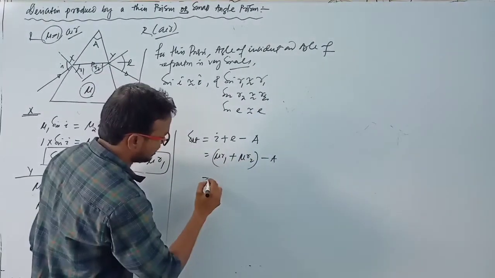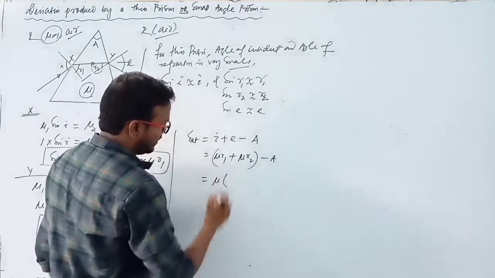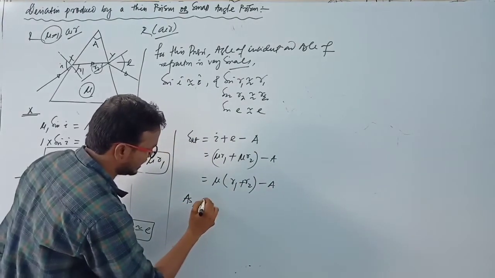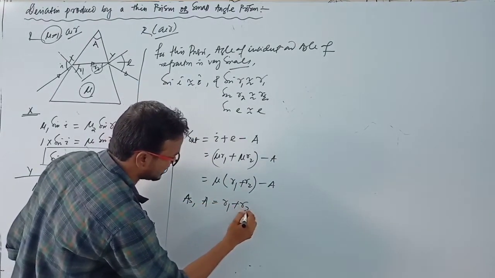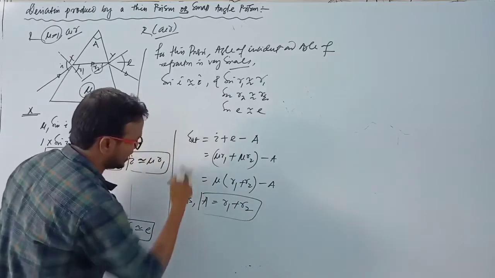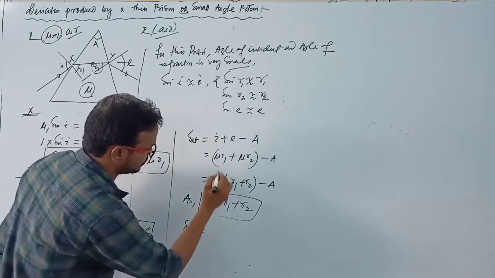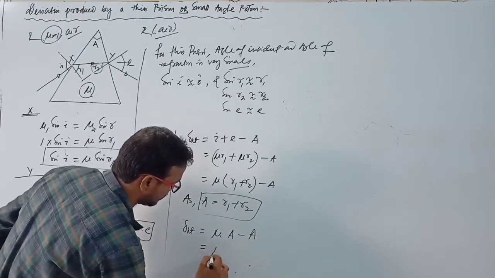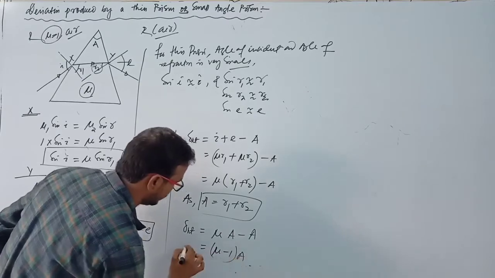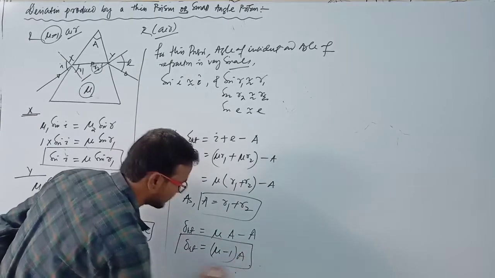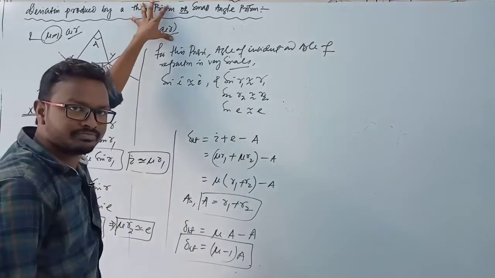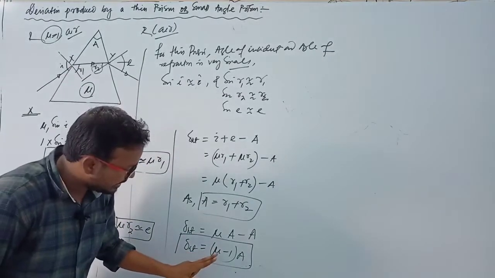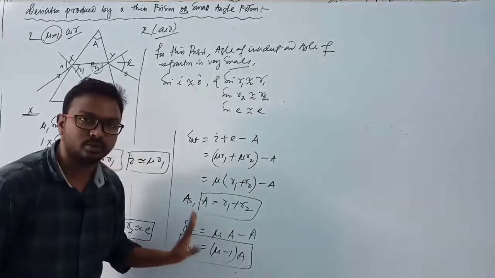And here mu is a constant quantity, so we can take it out of the bracket: mu (r1 plus r2) minus A. As we have the relation A equal to r1 plus r2, if we use this relation here, then delta net equal to mu A minus A, which is equal to (mu minus 1) into A. Clear? So for a thin prism, the total angle of deviation is equal to (refractive index of prism minus 1) into A.